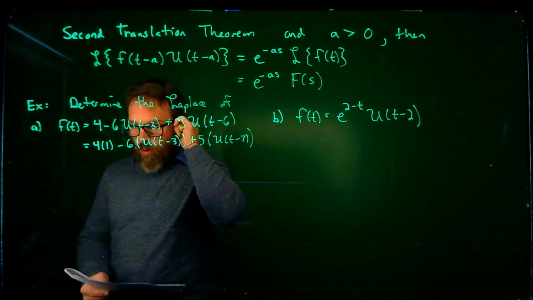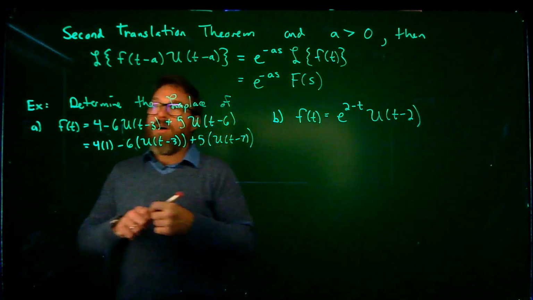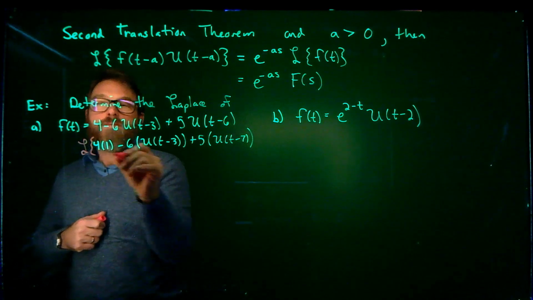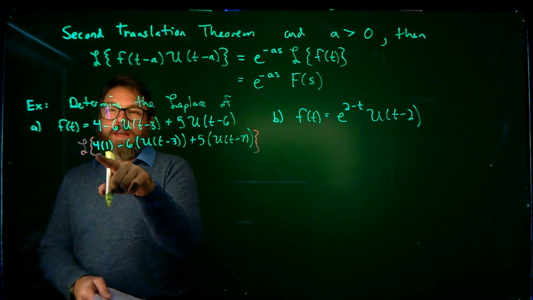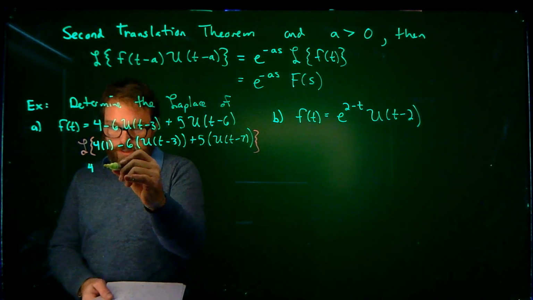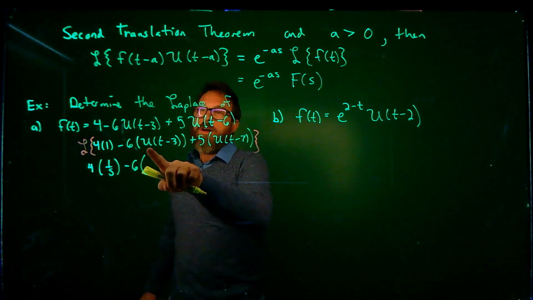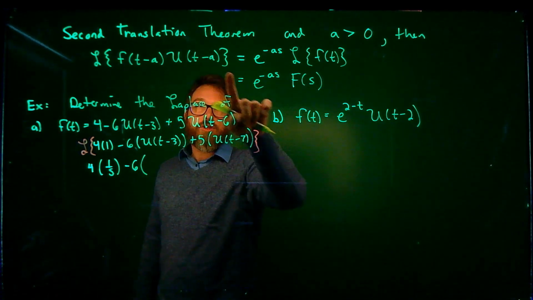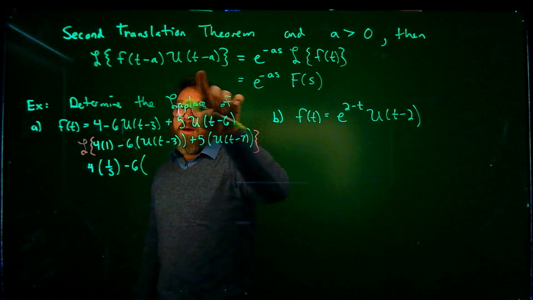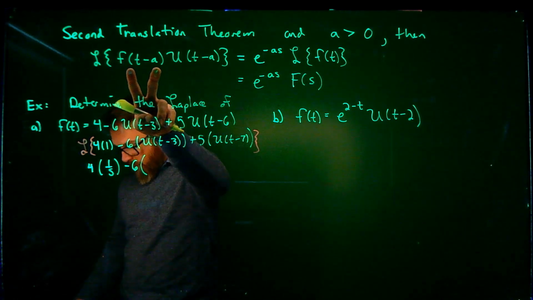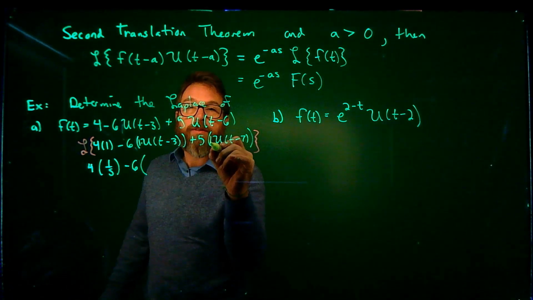I know it's a little redundant, but the whole idea of this is that this is 4 times the Laplace of this, so when I want to find the Laplace of this thing, we can pull out that 4, and the Laplace of 1 is going to be 1 over s. I can pull out that minus 6. Now the Laplace of this u function is right here, so I know I'm going to have e to the minus a s, where a in this case is going to be 3. But f of t is just the function 1 again, so I should put a 1 in front of here, and even a 1 in front of here.